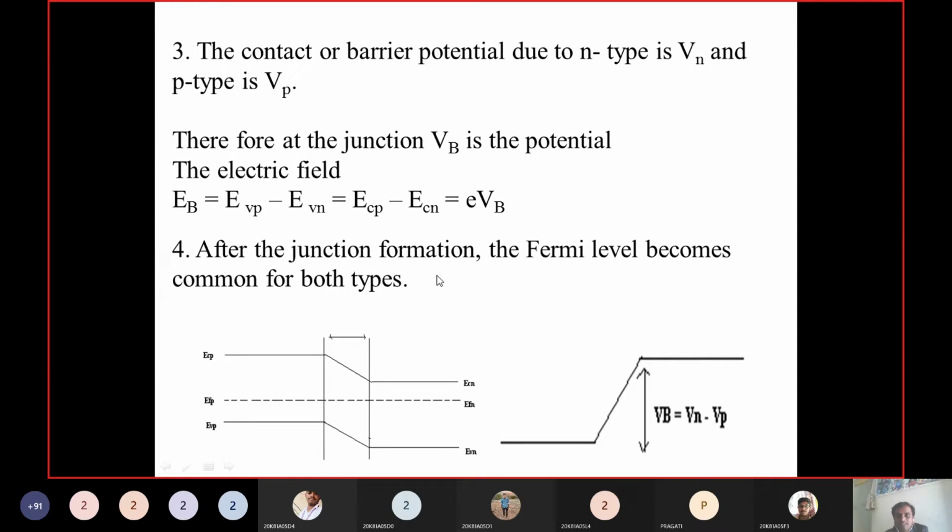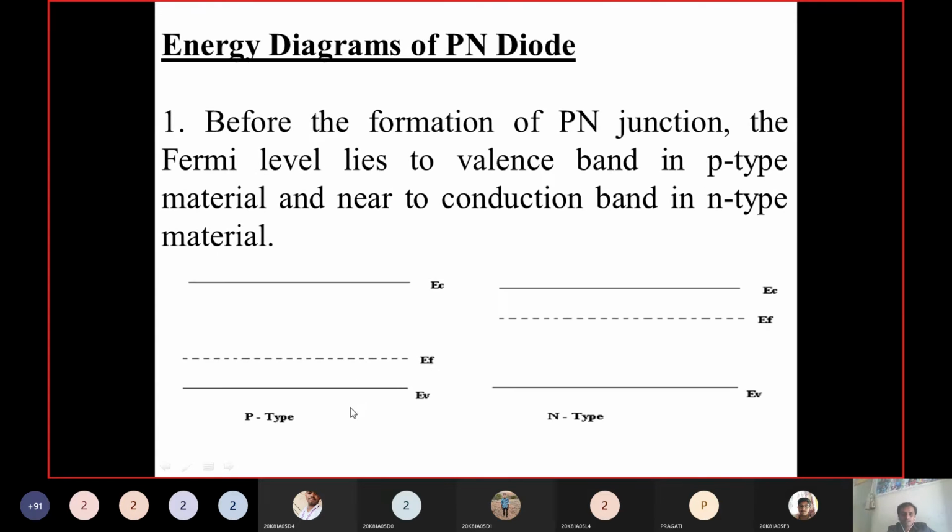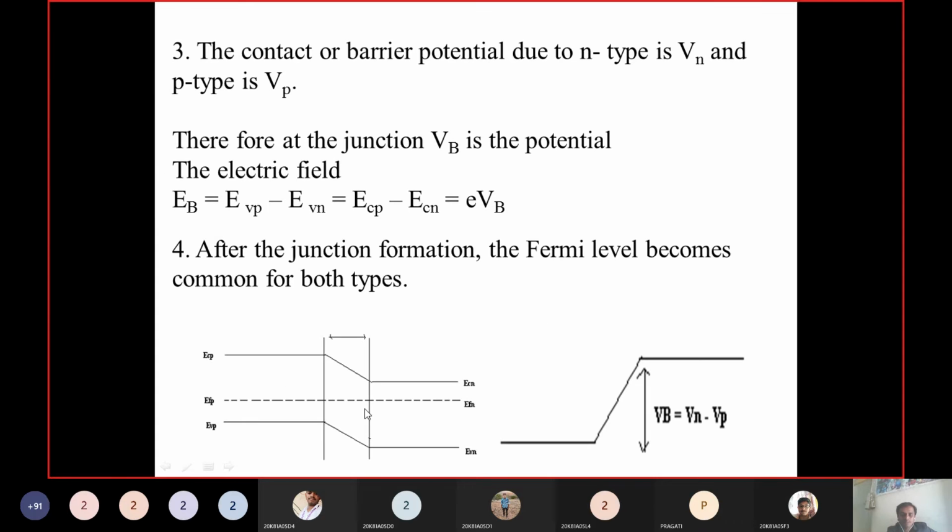After junction formation, the Fermi level becomes common for both types, common for both sides. Before junction formation, the Fermi level was nearer to the valence band in the P region and nearer to the conduction band in the N region. After junction formation, the Fermi level is common for both the P region and N region.